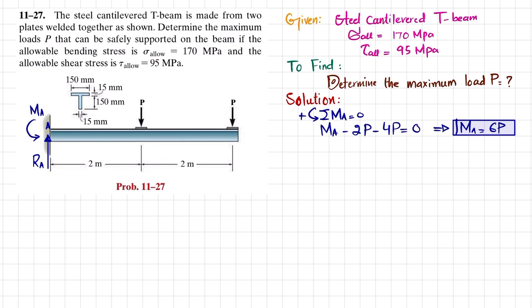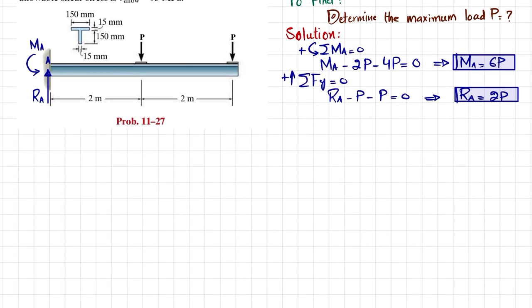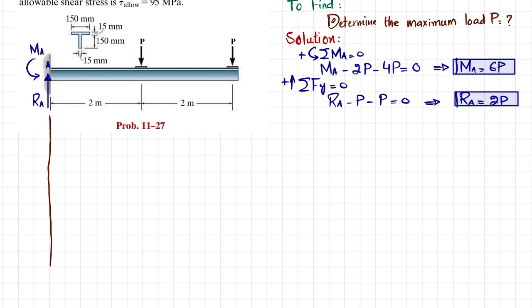So from here we get MA is equal to 6P. Now we'll find RA by using another equilibrium condition: the sum of all forces along the y direction must be equal to 0, taking upward force as positive. So RA minus P minus P is equal to 0, and from here you get RA is equal to 2P. Now that you have MA and RA, you will be able to draw the shear force and bending moment diagrams. So I will draw it.